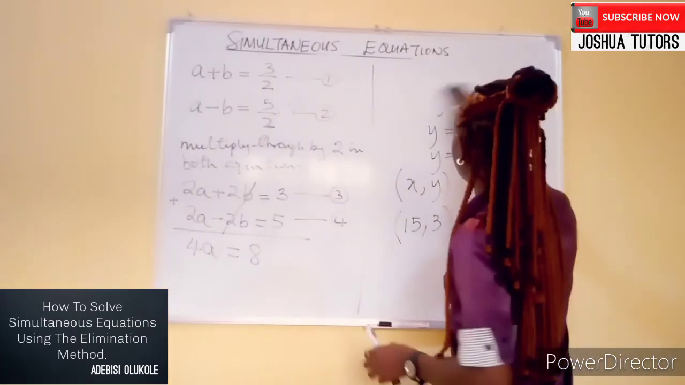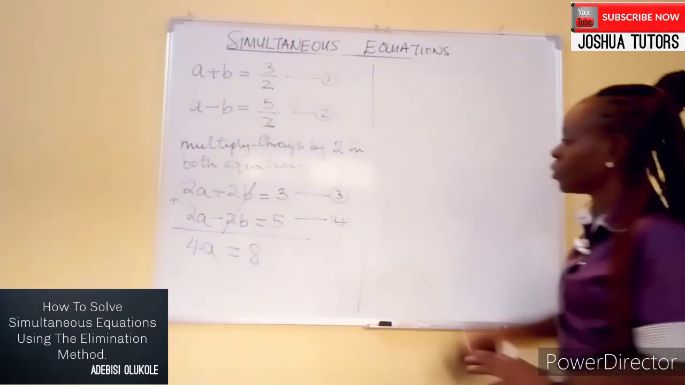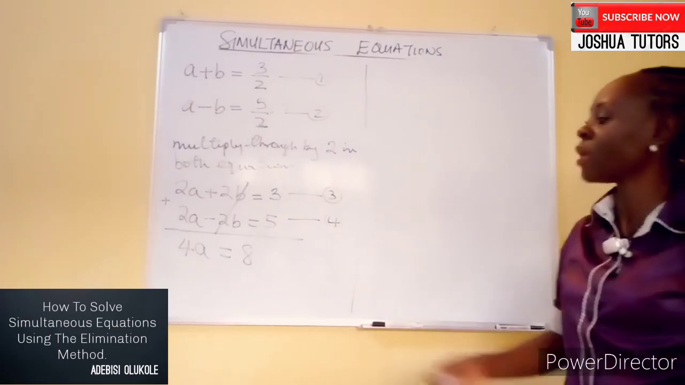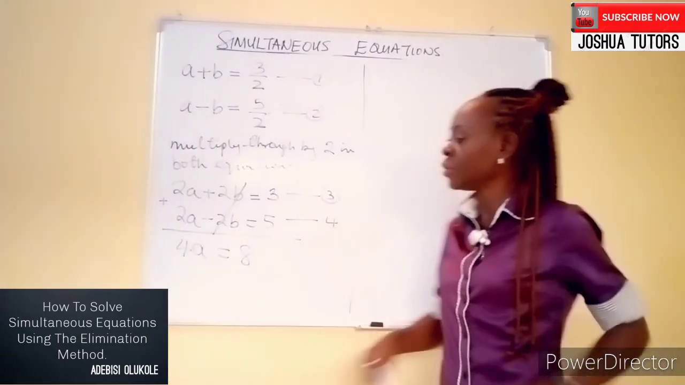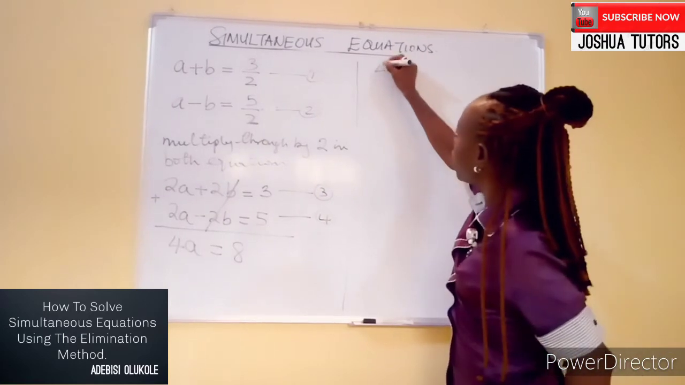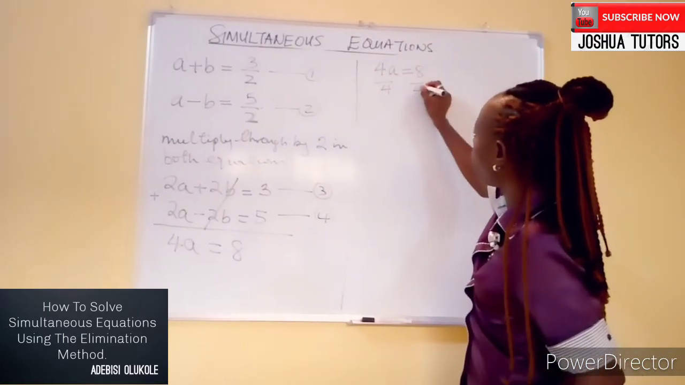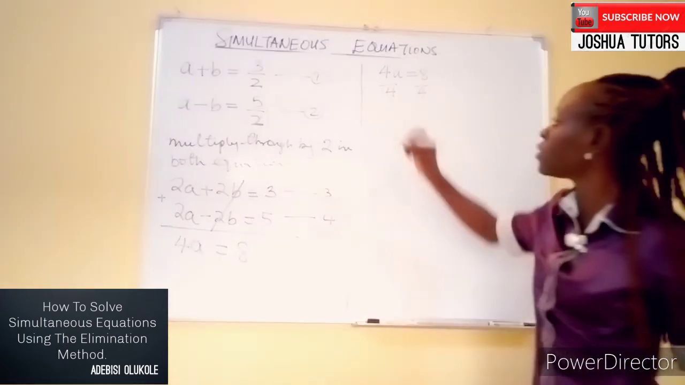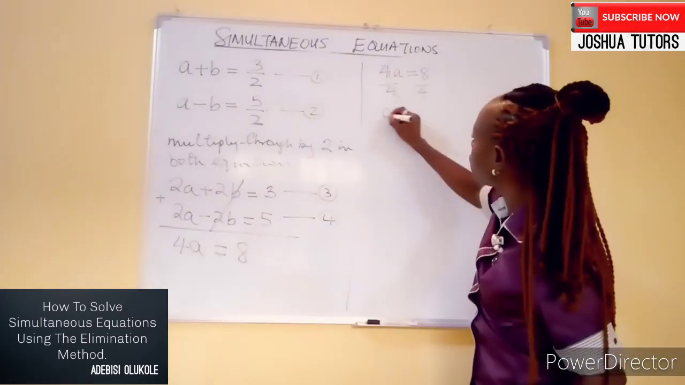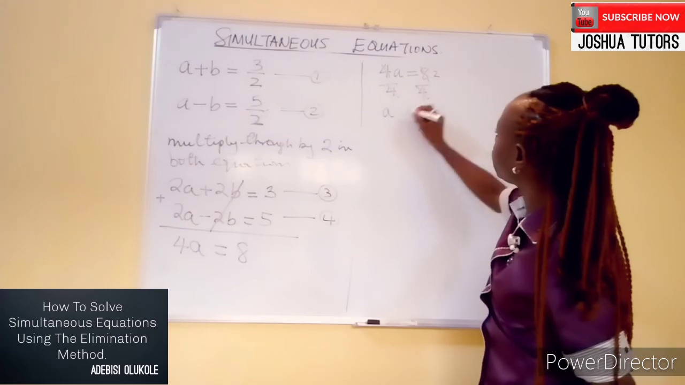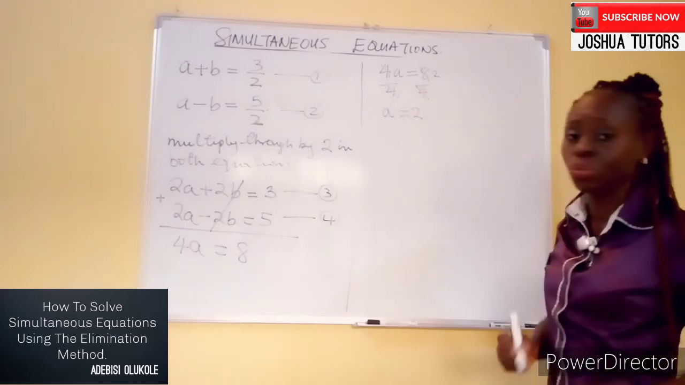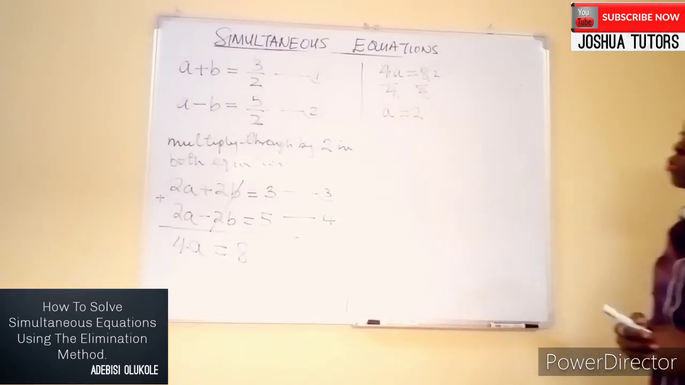4A equal to 8. So I'm going to divide both sides by the coefficient of A. So I have 4A over 4 equal to 8 divided by 4. What you do to the left, you do to the right. 4 goes here, I'm left with A. 4 going into 8, I'm left with 2. A is equal to 2.